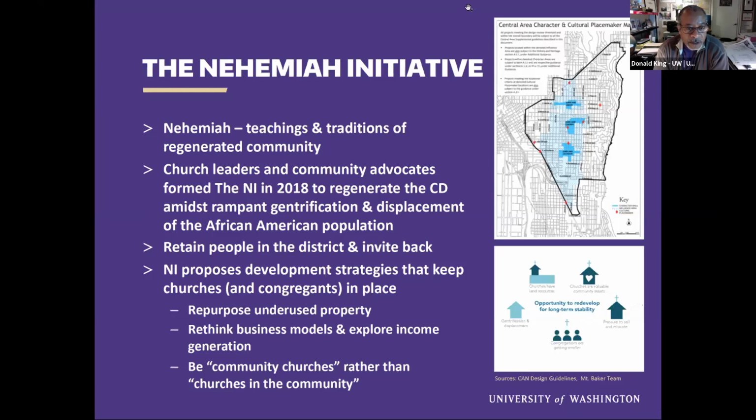Part of our approach on this was the idea of beloved community, and Martin Luther King's idea of beloved community in being a reconciliation force in the process of all the harm that had been done in Black communities, from redlining to urban removal, as we would call it, urban renewal, and now most recently the displacement through gentrification.